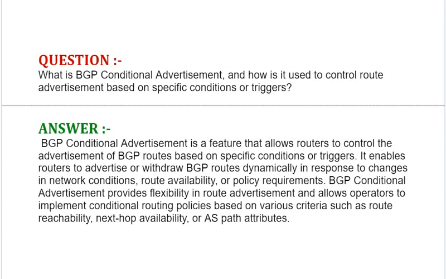It enables routers to advertise or withdraw BGP routes dynamically in response to changes in network conditions, route availability, or policy requirements. BGP conditional advertisement provides flexibility in route advertisement and allows operators to implement conditional routing policies based on various criteria such as route reachability, next hop availability, or AS path attributes.